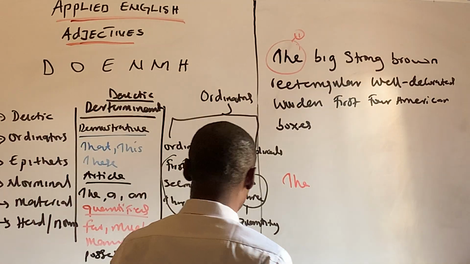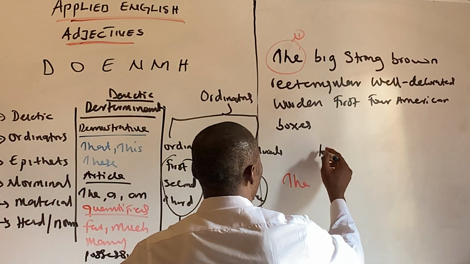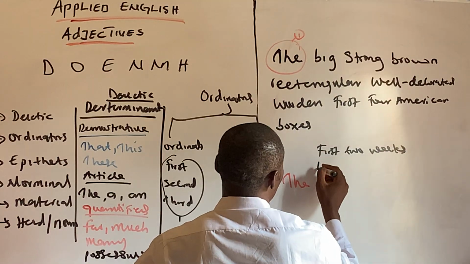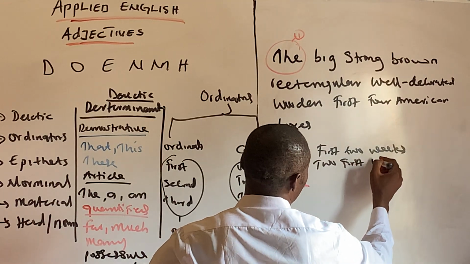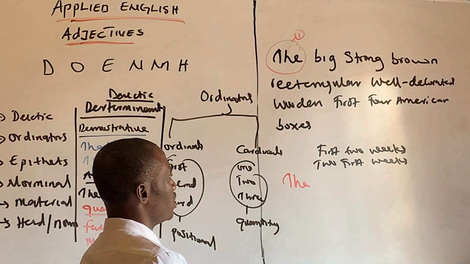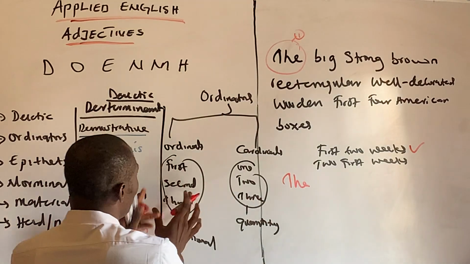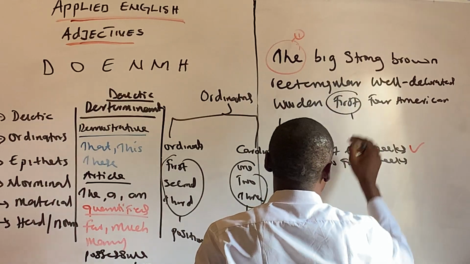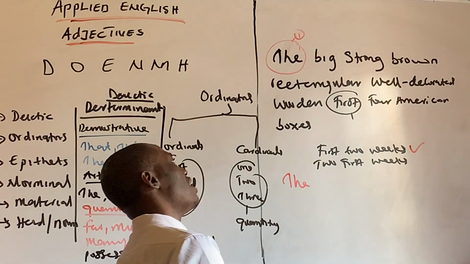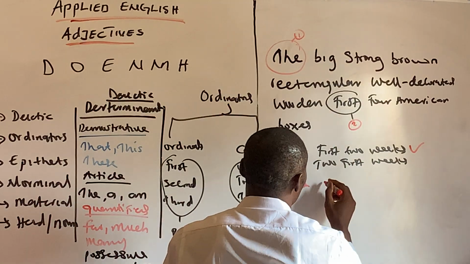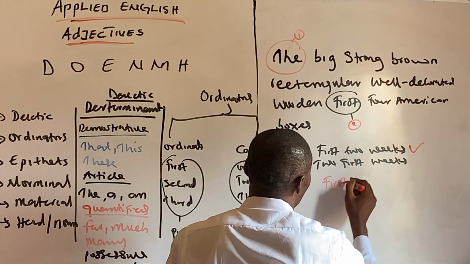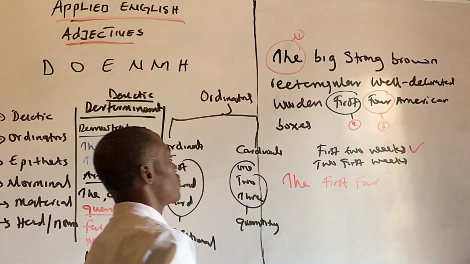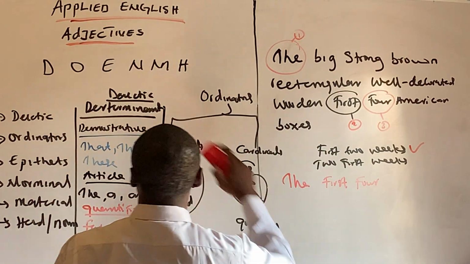All right. Now let's go back to the board. Before we go back to the board, do we say first two weeks, or do we say two first weeks? Which one is the correct expression? The correct expression is first two weeks. Ordinals before the cardinals. So let's go back to the board. We have the first, all right, followed by the four. Now, we go to the next thing, which is the epithet.